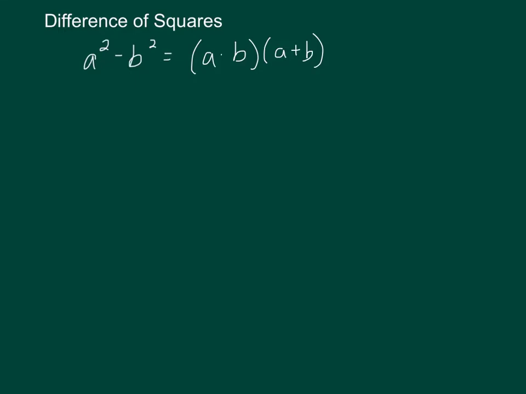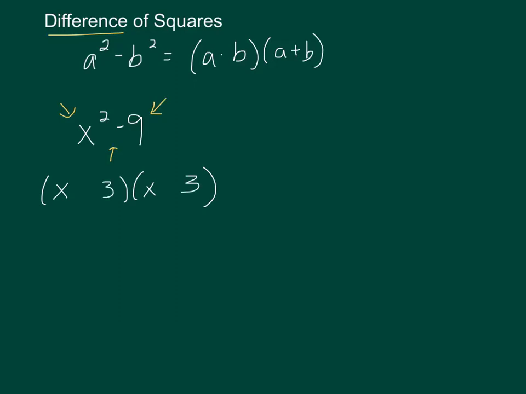What this means is I have something like x squared minus 9. I need to be able to take the square root of both pieces, both the x squared and the 9, and the piece about it being a difference means it has to be a subtraction problem. So I can take the square root of x squared, it's going to be x. That would be my a value. I can also take the square root of 9, it's 3.